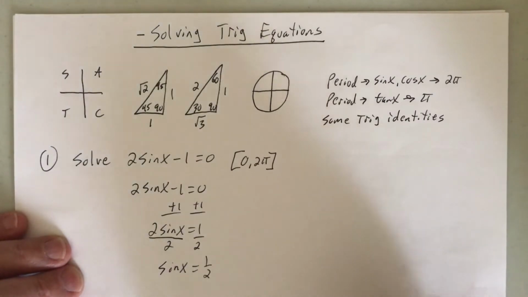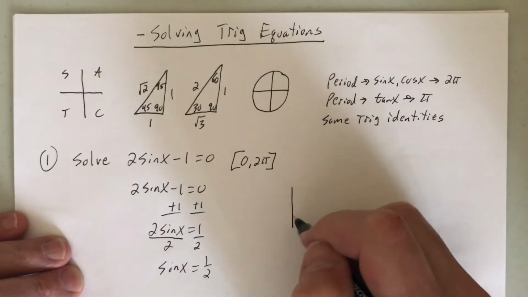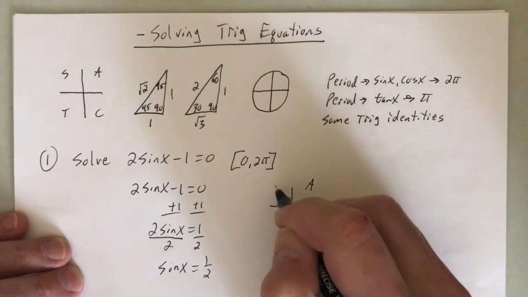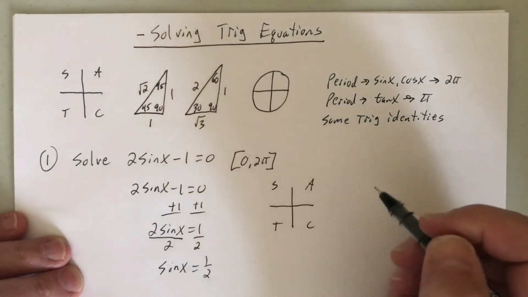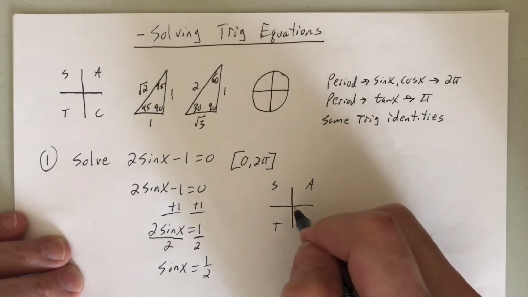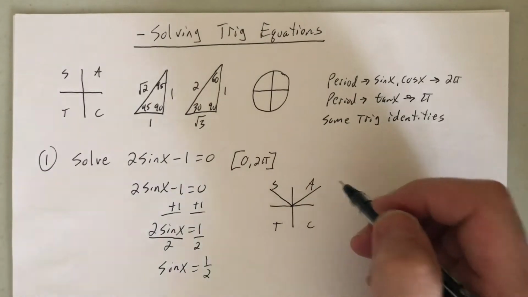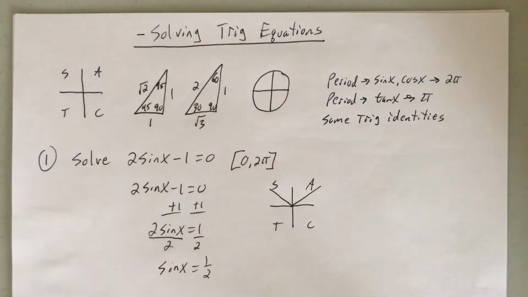So now what you want to do is figure out where is sine positive on the coordinate plane. So if you remember, all students take calculus. So sine is positive in quadrant 1 and it's positive in quadrant 2. So we're going to have an angle here and then we're going to have an angle here. That's where they're both going to be.